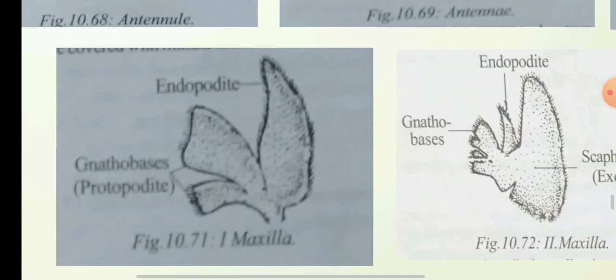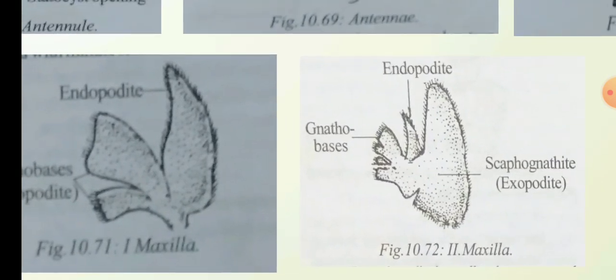Then the second maxillae, or maxilla, is placed on the fifth segment, and the protopodite of the second maxilla is flat and cut into four leaf-like lobes. That is the gnathobase, four in number, and these leaf-like lobes point towards the mouth, forming the gnathobase or jaw. The exopodite is modified into an ear lobe-like structure called the scaphognathite, and it produces a water current for respiration.